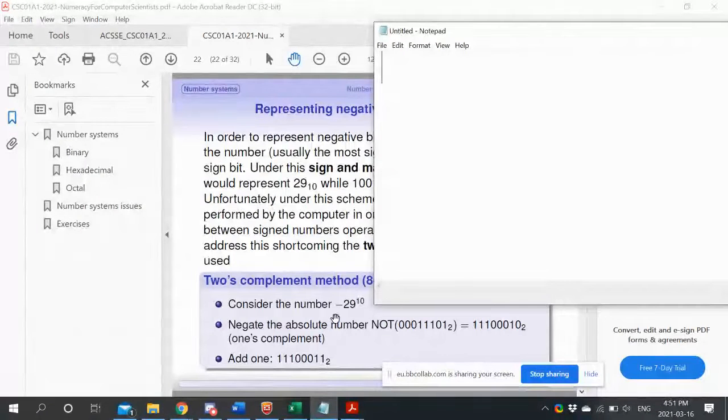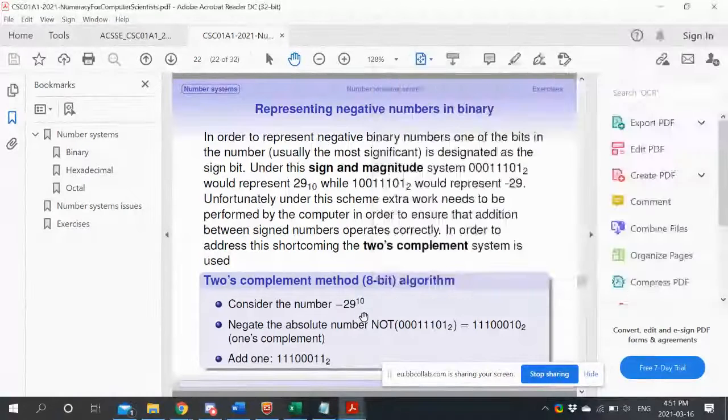So let's say you wanted to represent a negative number. Sorry, that shouldn't be a superscript, that should be a subscript. That's a very big number. So 29 to the base 10. First thing you do is obviously convert that number into binary, and then you logically negate it. Technically the logical negation of the number is called the 1's complement of that number. And then you simply add 1 to it, and then you have your final result in 2's complement.